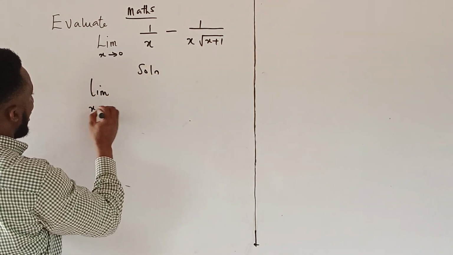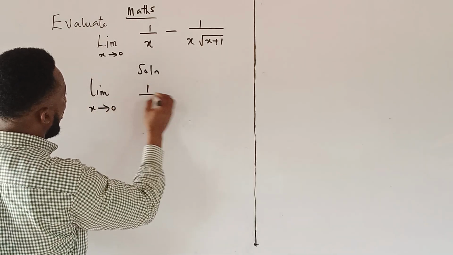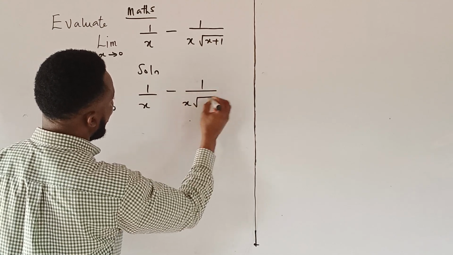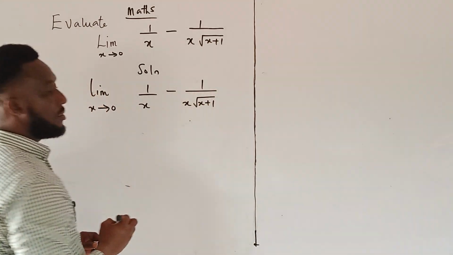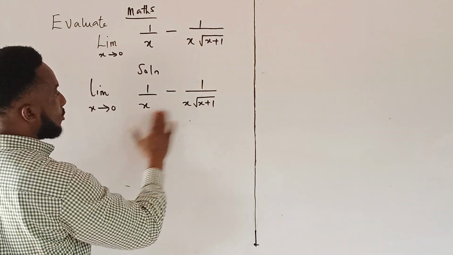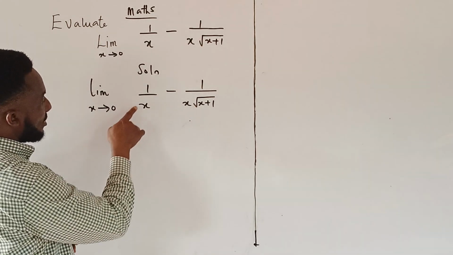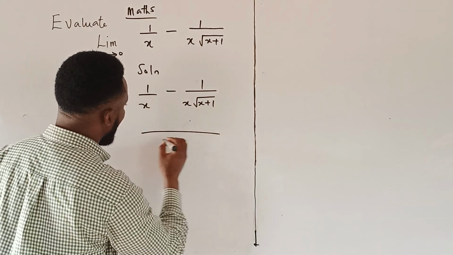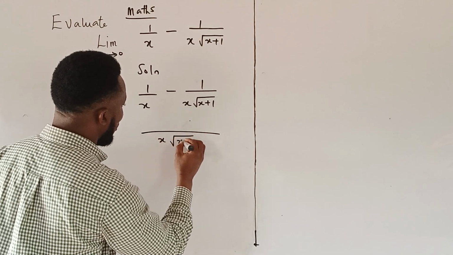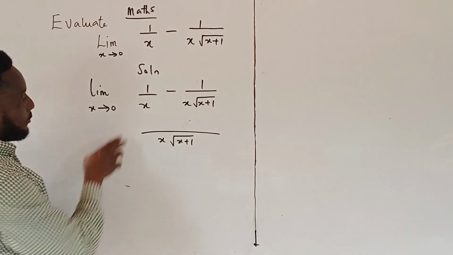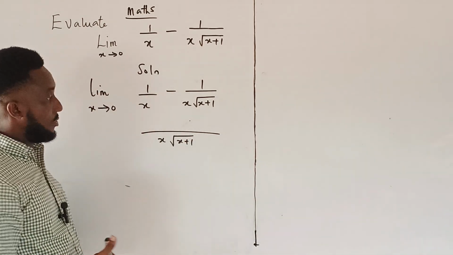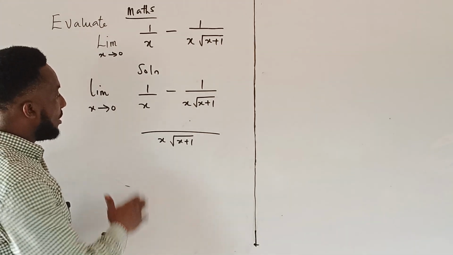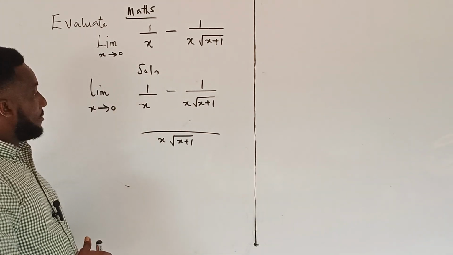Limit as s approaches 0, 1 upon s minus 1 upon s into the square root of s plus 1. Now I will take the LCM of these two denominators. So as you can see, s can actually divide this. So the LCM is s into the square root of s plus 1. So just the way we do fractions, we will do basic operations of addition and subtraction in fraction, the same thing we do for algebra.